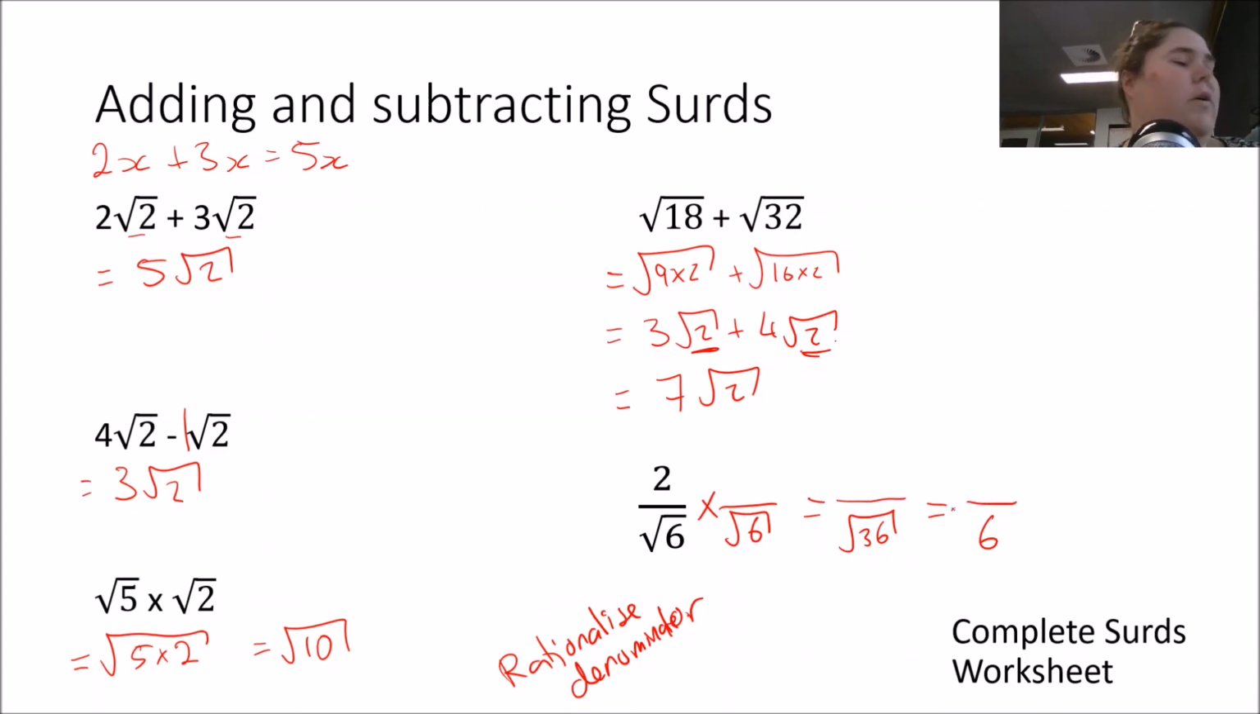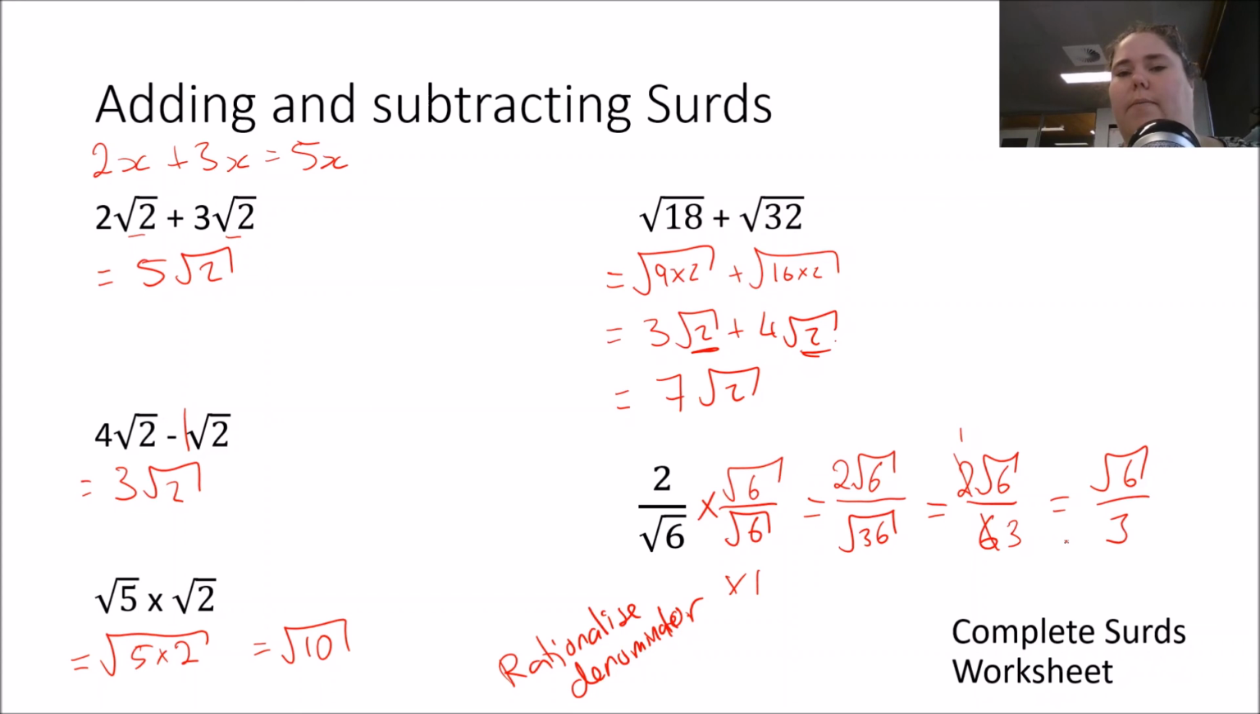And whatever I put on the bottom, I'm going to put on the top, because root 6 on root 6 is like saying times by 1, because that is the same thing. So then I have 2 root 6 on top. And then if you can cancel anything out, do it. So I know I have 1 2 in 2 and 3 2's in 6. So my final answer is root 6 on 3.